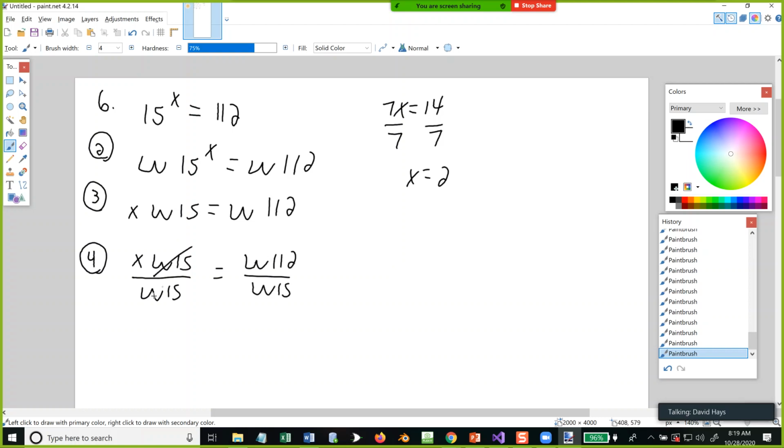I'm going to do that. These natural log of 15s cancel, and we got x is equal to natural log of 112 over natural log of 15. Now the ln's cannot cancel there. They're not like numbers or variables, so that'd be your answer. We could plug that in the calculator and get the decimal approximation, but usually we'll want exact answers when we're working with mathematics.